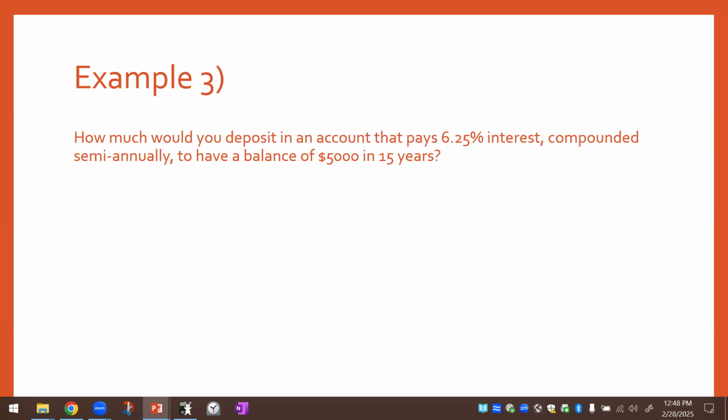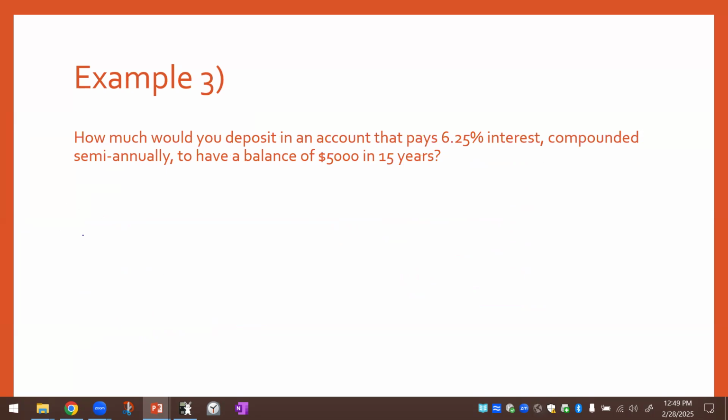Okay, this one's a little different. Someone read it for us. How much would you deposit in an account that pays 6% interest compounded semi-annually to have a balance of $5,000 in 15 years? What is missing from this one?